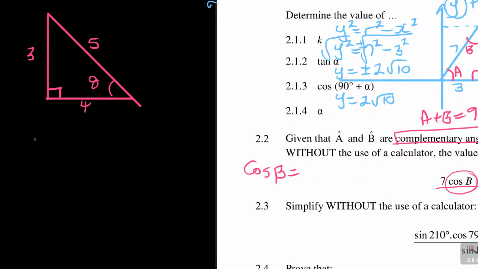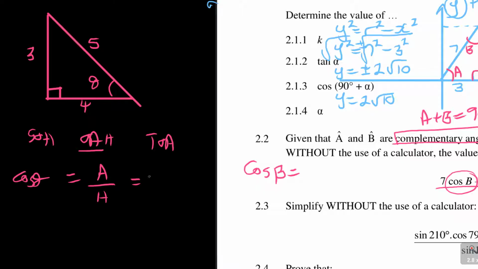If you say, according to SOHCAHTOA, let's use SOHCAHTOA here. Now I want to use cos. If we say cos theta, you know that is adjacent over hypotenuse. Now, according to this diagram, adjacent is 4 here, which is 4 over hypotenuse 5.